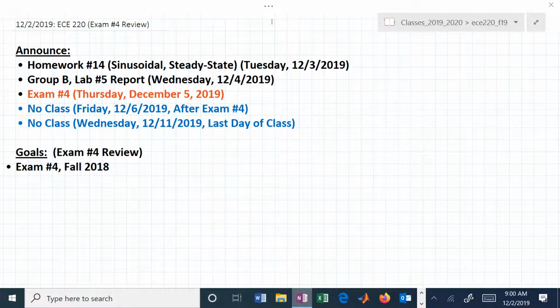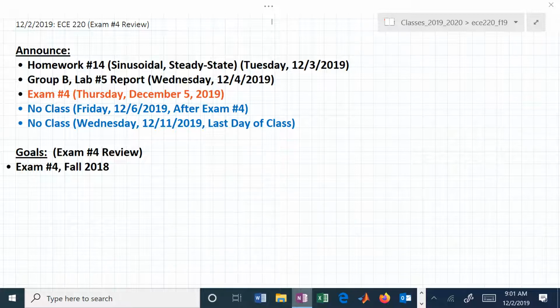And just as a reminder, we won't be meeting the day after exam number 4, which is this Friday, and we won't be meeting on the last day of class in this lecture hall, which is next Wednesday. But this Wednesday, if you're in Group B, you need to make sure and submit your report for the last lab, which is lab number 5, and tomorrow you have one of the 2 remaining homework assignments due. It covers Chapter 9 material, and there will be one problem dealing with phasors on exam number 4.